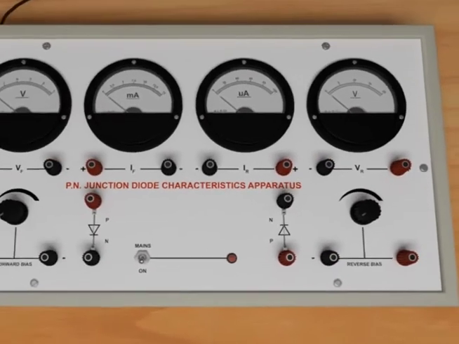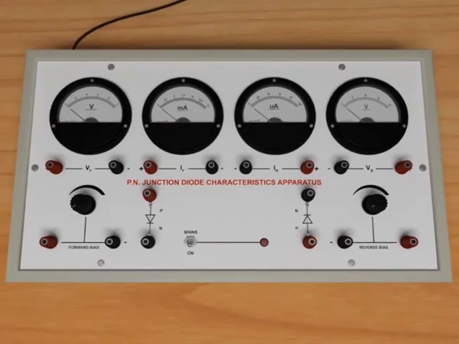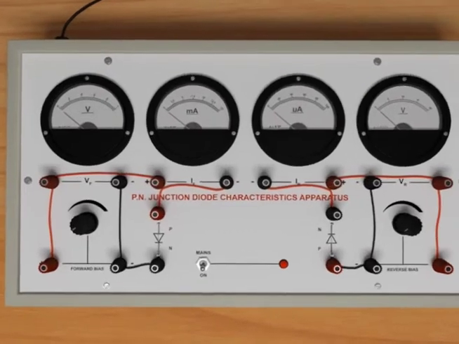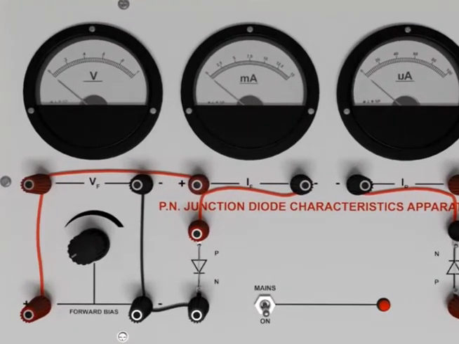Let us now perform an experiment and see the characteristic of a p-n junction in forward and reverse bias. Connect the wires as shown. It might be necessary that you pause the video to see the connections clearly. For forward biasing, rotate the knob to increase voltage in steps of 0.05 volts. And note down the corresponding reading on the milliammeter.